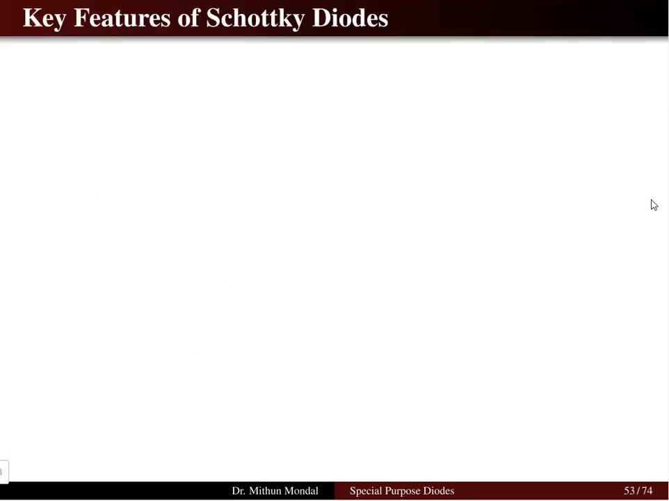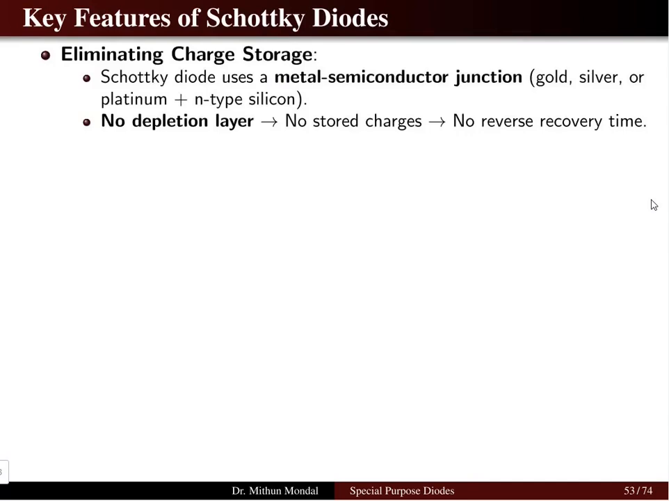So Schottky diodes have some key features: they eliminate charge storage. Schottky diodes use a metal-semiconductor junction. For example, the metal can be gold, silver or platinum, and the semiconductor may be N-type silicon. There will not be any depletion layer as in a P-N junction, so no stored charges, and hence no reverse recovery time is required.